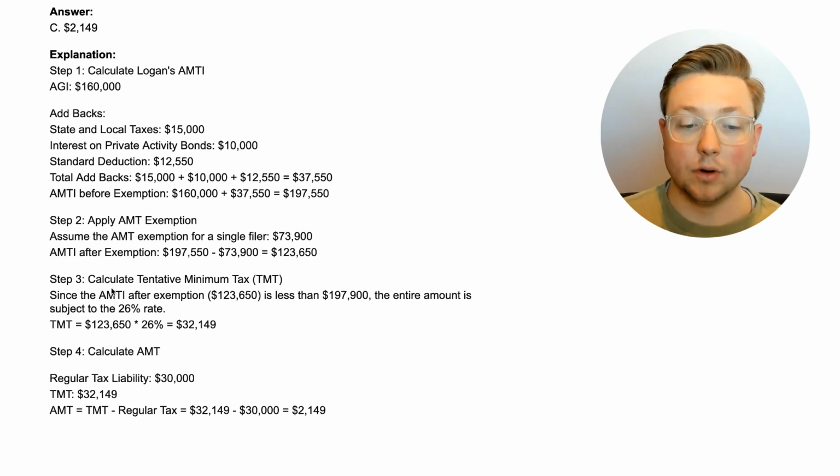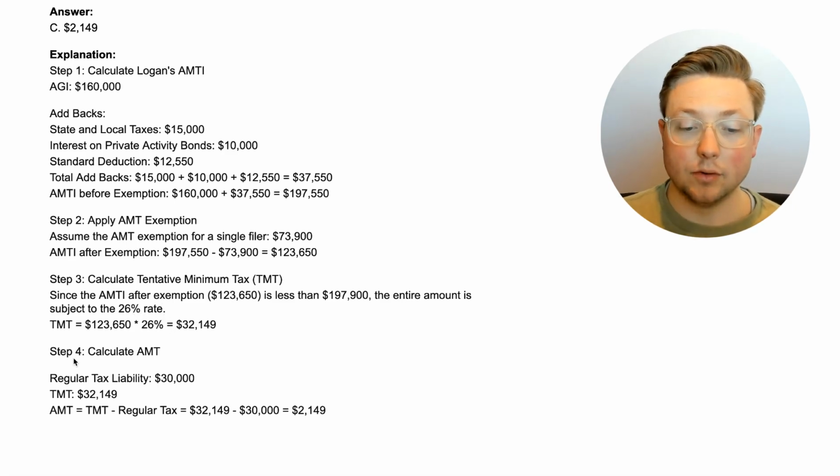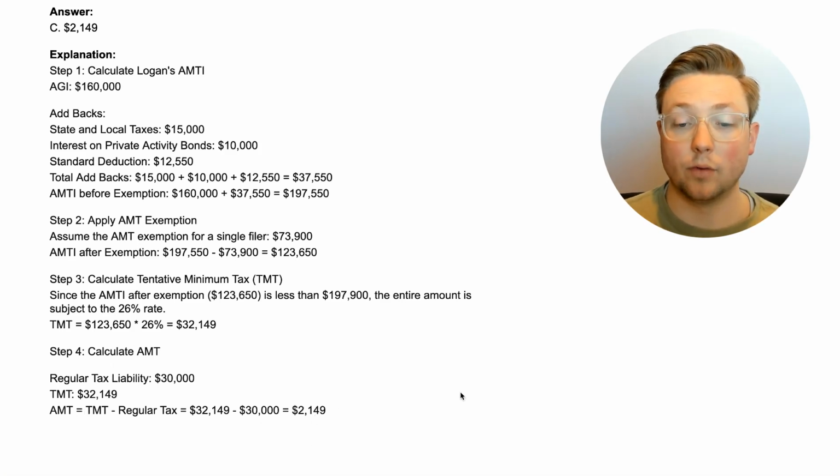$123,650. And then you take the 26% AMTI rate and multiply it by that $123,650 of AMTI, and that gives you the TMT, or the tentative minimum tax. And then you subtract the regular tax liability from that TMT, and that gives you the AMT of $2,149.